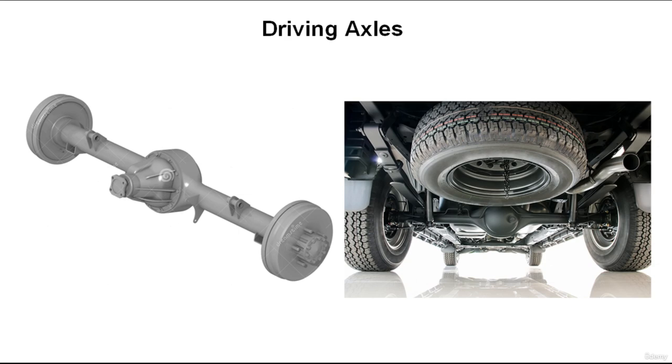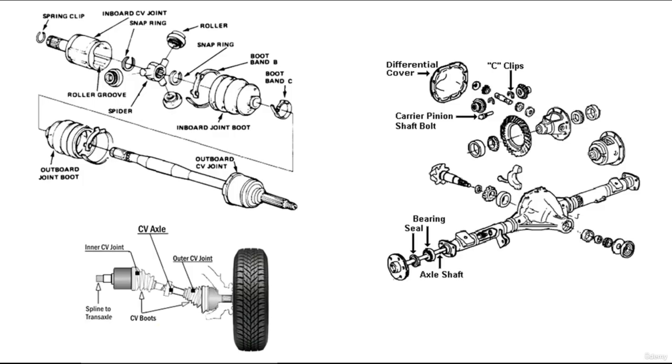Each drive axle is connected to the side gears in the differential. The inner ends of the axle are splined to fit into the side gears. As the side gears are turned, the axle to which they are splined turns at the same speed. The drive wheels are attached to the outer ends of the axle.